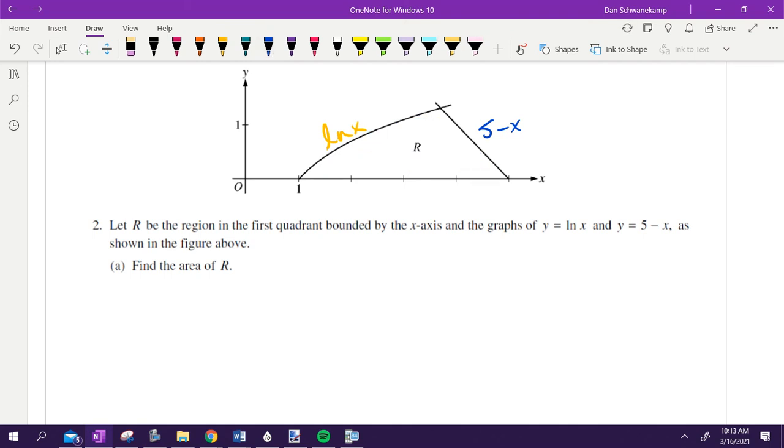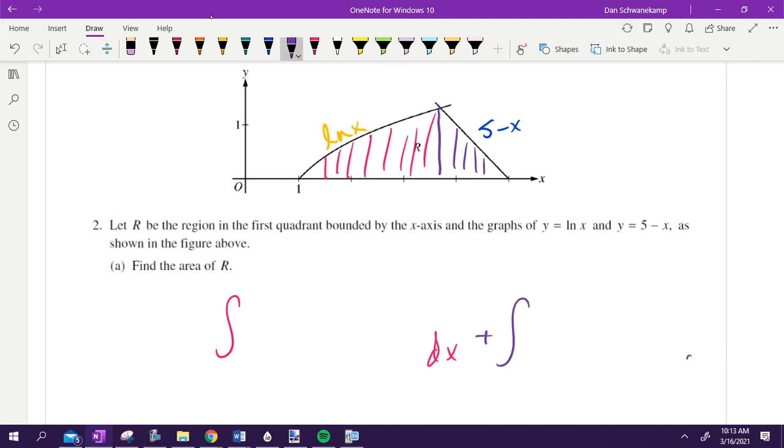I'm guessing most of us did dx. If you did dx, you got to do 2 integrals. Because from here to here, it's one line on top. And then starting right there, we get a second one. Either way works. I'm going to do the other way, but I'll show you the answer here in the end. So my first integral, okay, we're doing dx because I'm drawing perpendicular to the x-axis. That's going to be my first integral. And then this guy's going to be my second one.